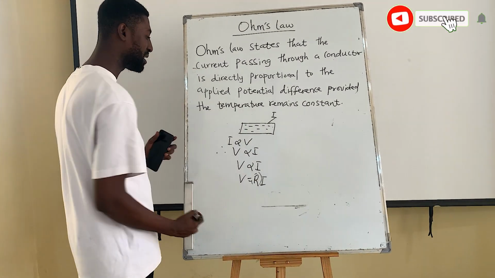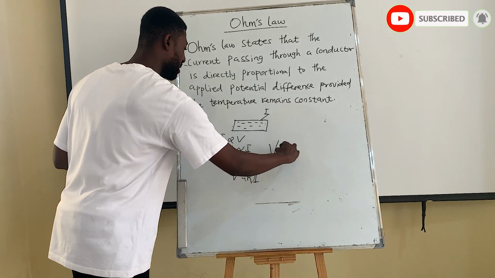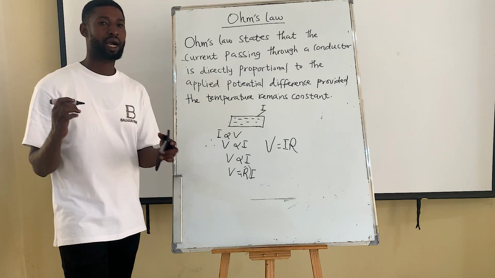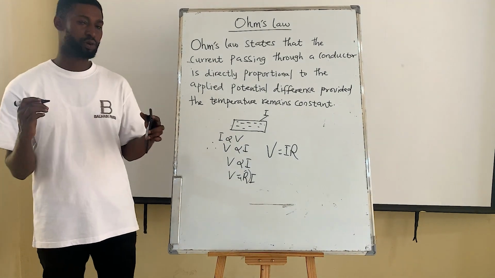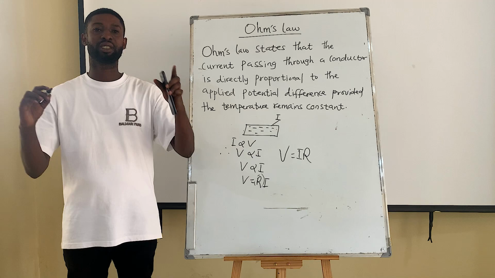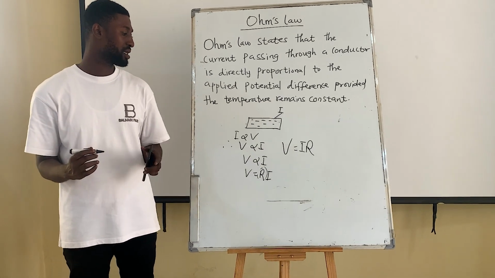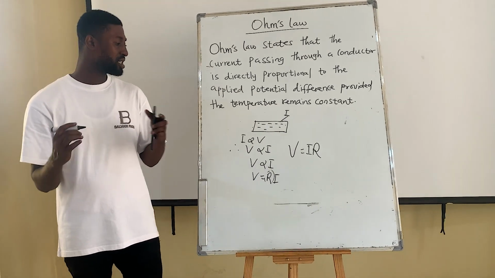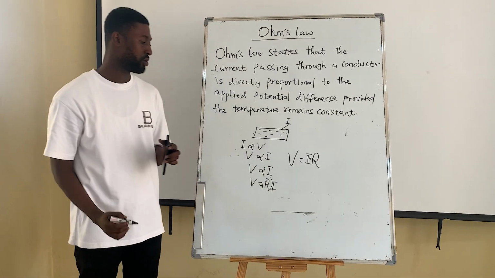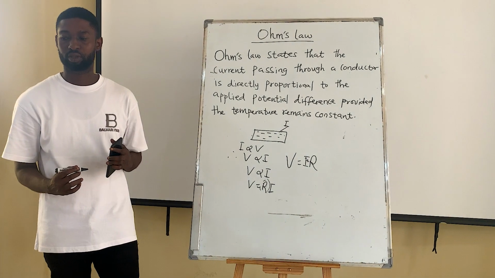Since multiplication is commutative, we can simply say that V is equal to IR. So anytime I want to calculate the potential difference across a conductor, I can simply multiply the current which is flowing through the conductor times the resistance, which is the opposition to the flow of current. So V is equal to IR. Let's solve one question using the Ohm's law theory.